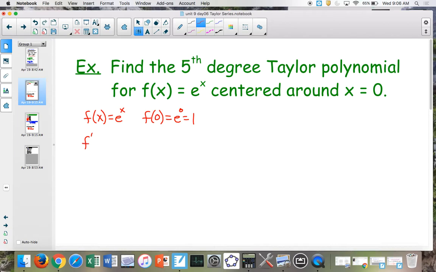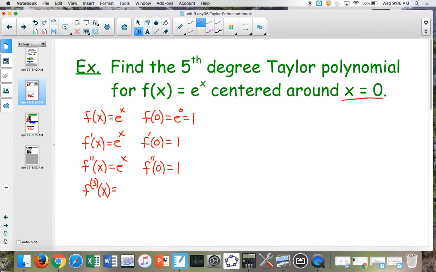And then I'm going to calculate the first derivative, and I'm going to evaluate that at 0. And then I'm going to calculate the second derivative and evaluate that at 0. So in each case, I'm calculating the next derivative, and I'm going to evaluate that at the particular x value that we're centered at. In this case, at x equals 0. Once you get to the third derivative, we stop using tick marks, and we put the number in parentheses. So the third derivative at 0.